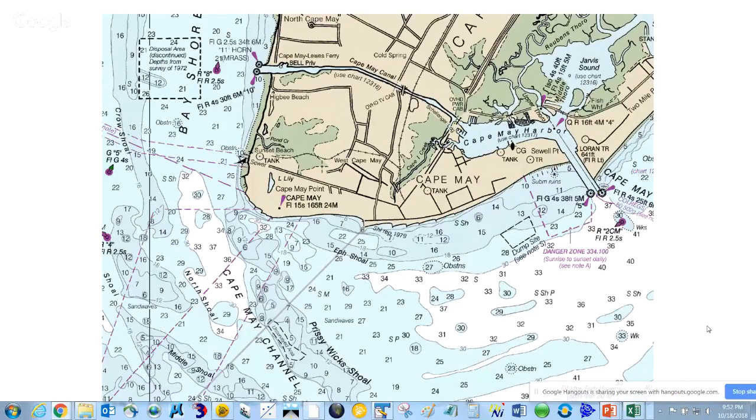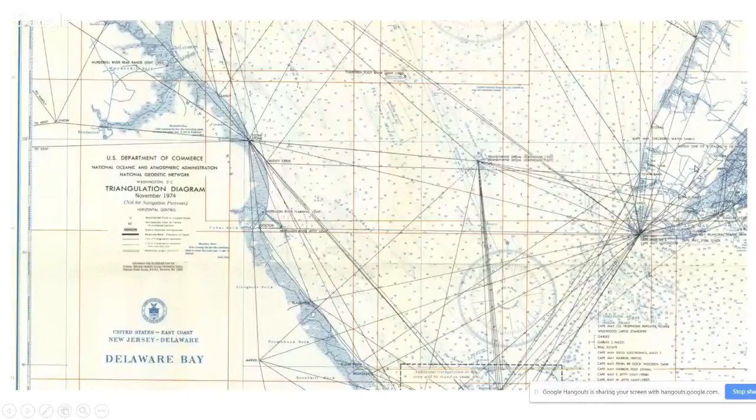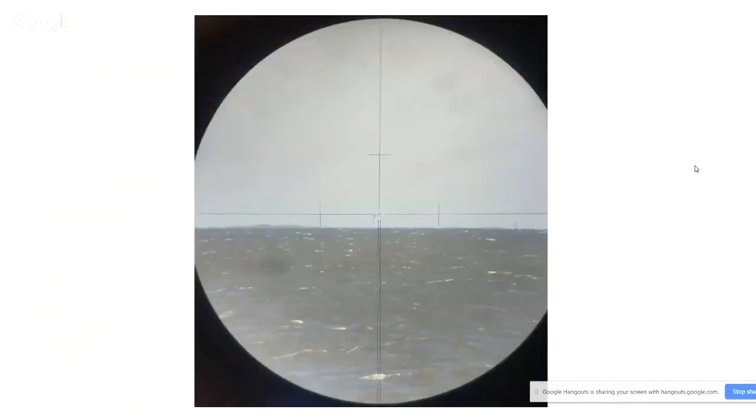So here is, oh, let me click this. Yeah, so here's Cape May. There's the Cape May Lighthouse. And this is the location where I made this measurement, I think that was called Broadkills Beach. And there it is. That is the Cape May Lighthouse.